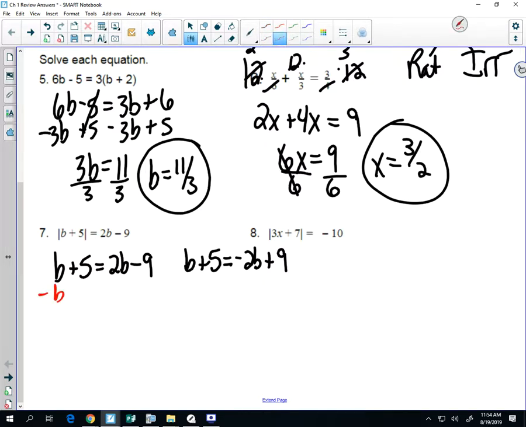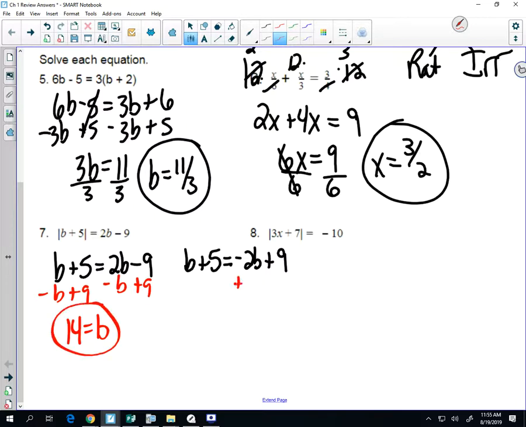So here I'm going to subtract b, and I'm going to add 9 over, and I get that b equals 14. And I'm going to check that that works when I plug it in. 14 plus 5 is 19. 2 times 14 is 28. Minus 9 is 19. And so that is an answer.